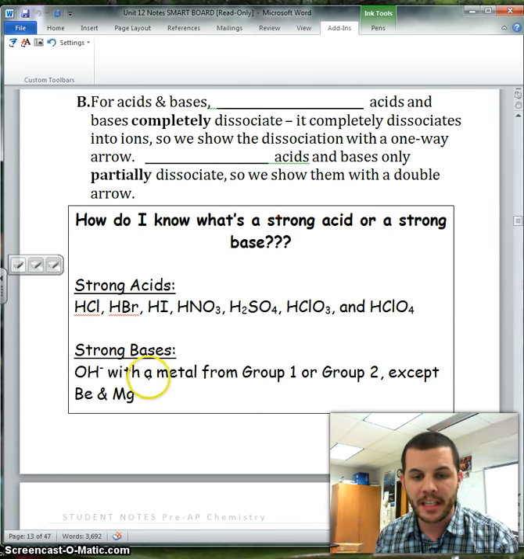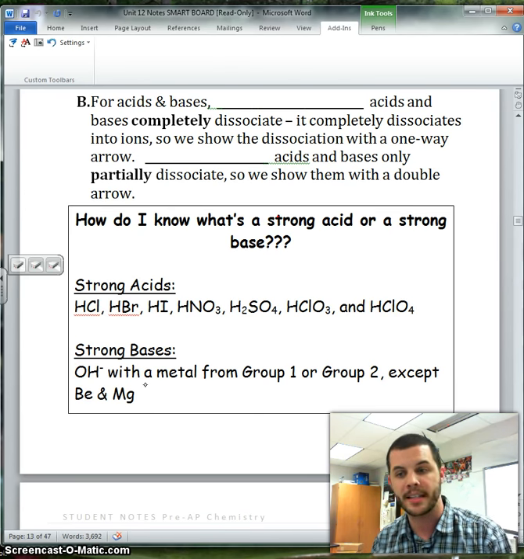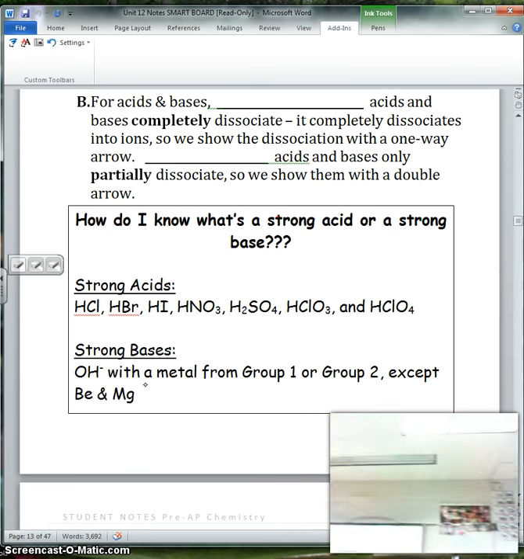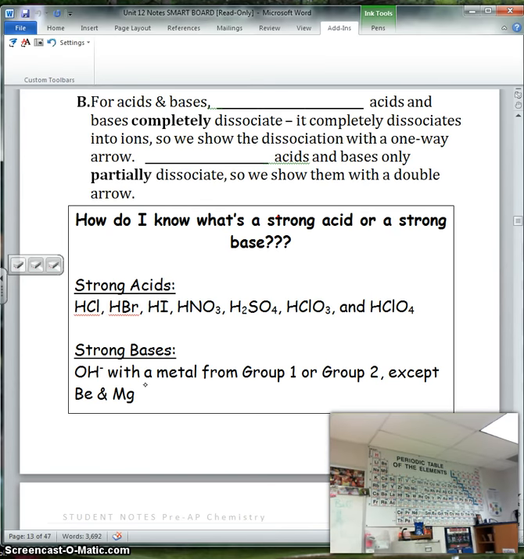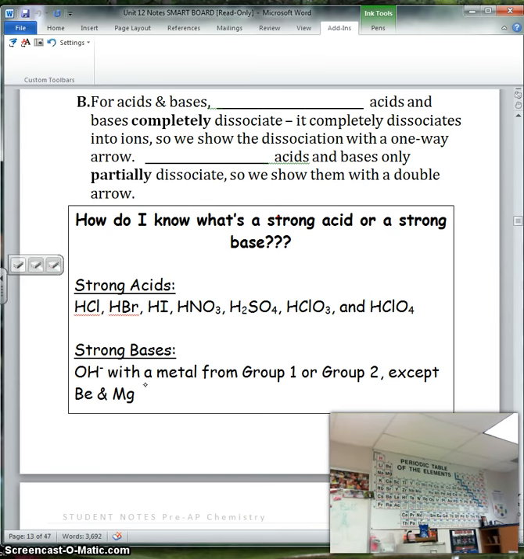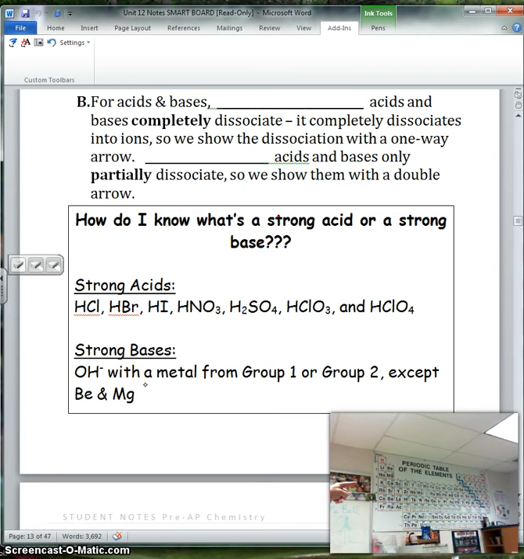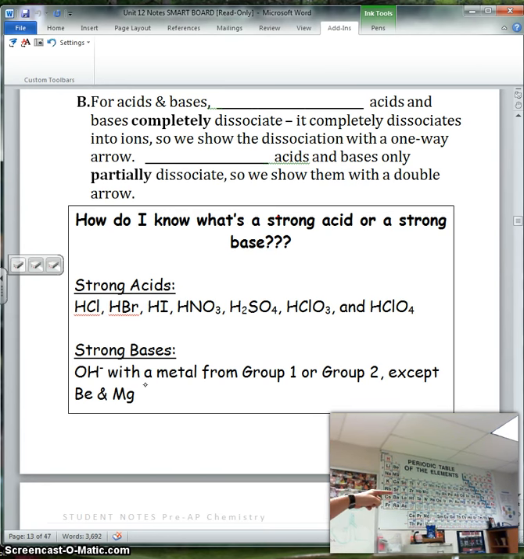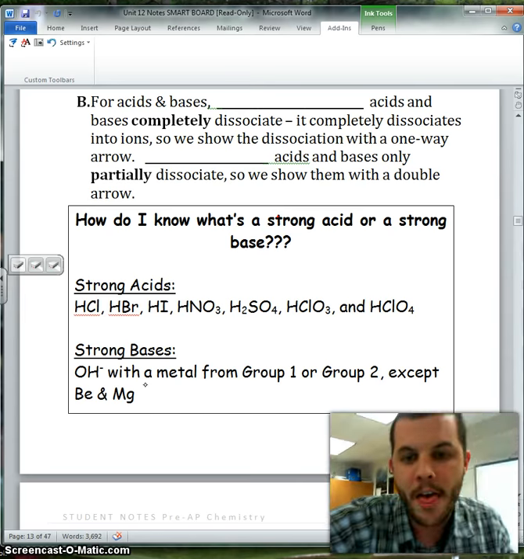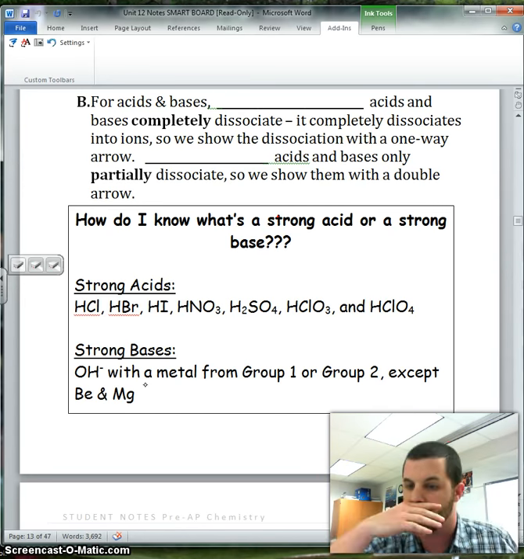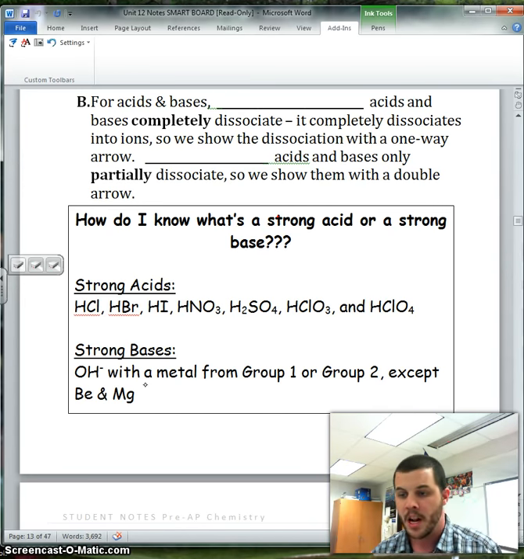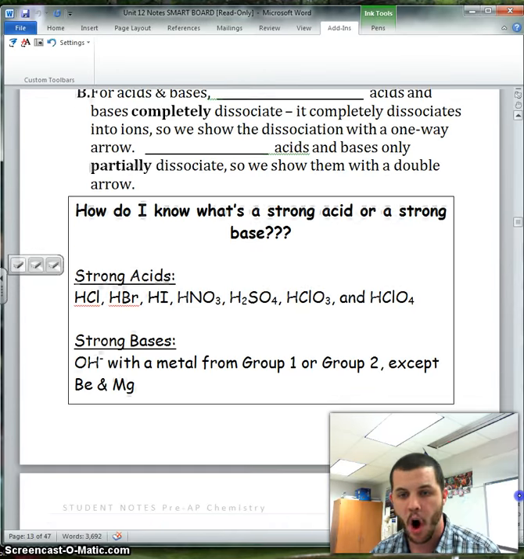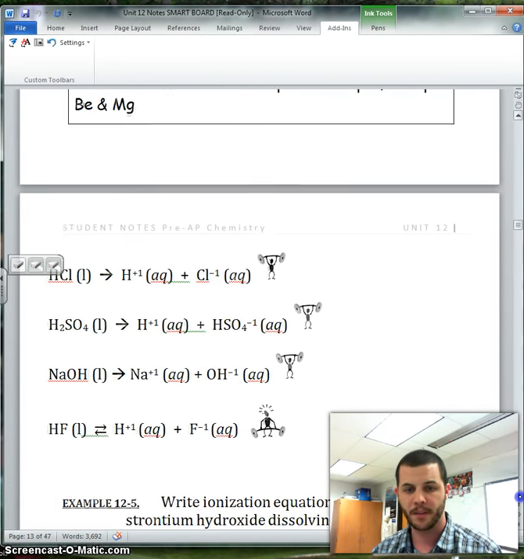Our strong bases are going to be our group 1 and group 2 hydroxides, except for beryllium and magnesium, okay? So when we look up at the periodic table, okay, I've got lithium down and around to calcium, okay? So lithium down and around to calcium, okay? Those are going to be my strong bases, okay? And what I mean by strong is they're always going to dissociate.